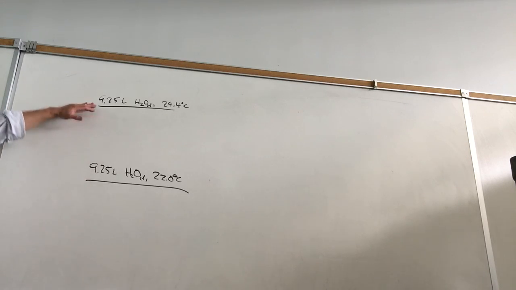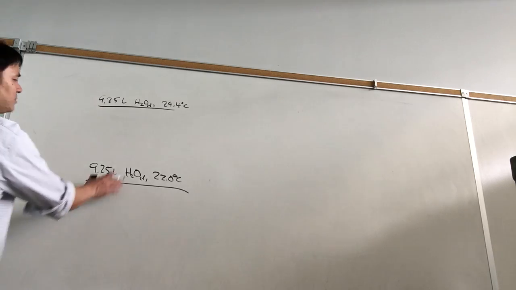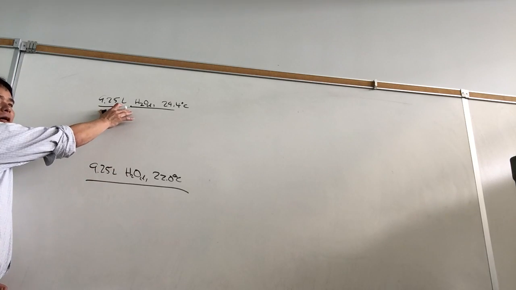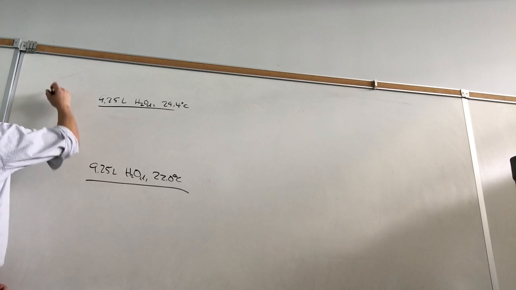And so this is our system. Our system is 9.25 liters of H2O. Is our system an object or a reaction or process? It's an object. And so we have cold object, hot object, or warm object. And so our system is an object.